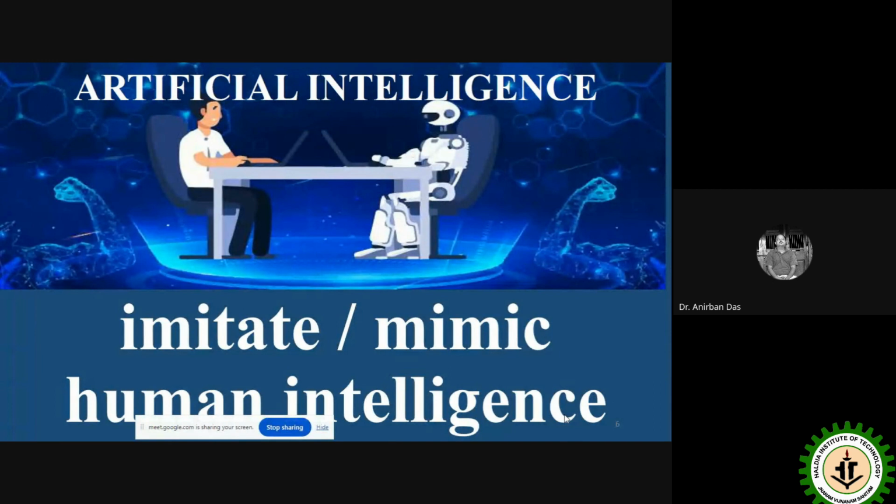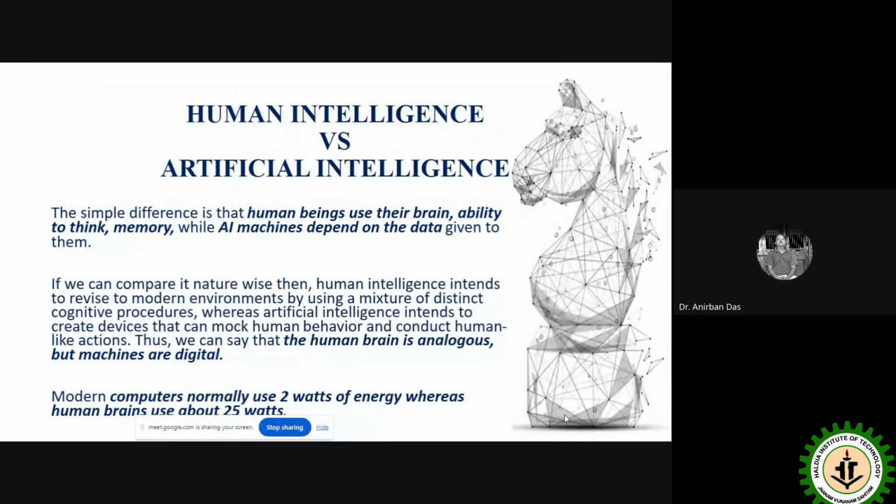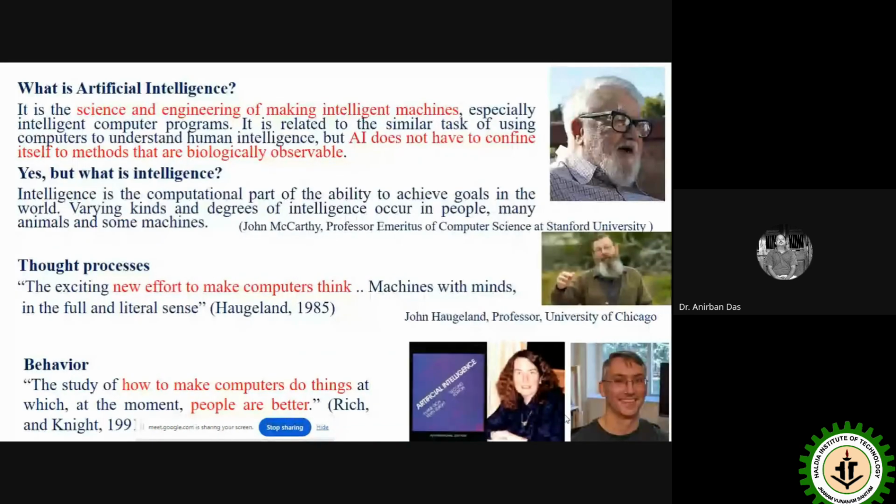Okay, so the basic thing, as you know, is only mimicking or imitating human intelligence, because humans have the brain and the ability to think, and AI has the fuel. Fuel is only the data, right? As we say, the human brain is analogous, rather the digital is the AI. Machines are digital. So some common terms: John McCarthy has said that AI is nothing but science and engineering for making intelligent machines, right?